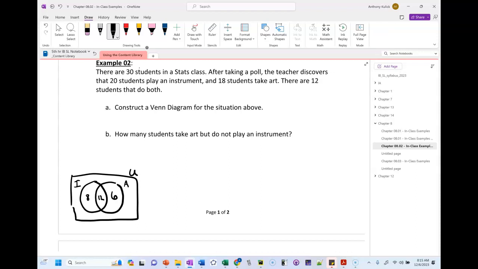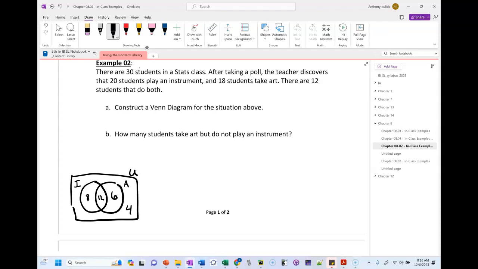How many students have we placed? Okay. How many students should there be in there? 30. Where do the other 4 have to go? Not in the center. Or on the 2? On the 2. Like on the instrument art? Nope. They go in neither, right? Those are the 4 kids that don't do either of those 2 things.